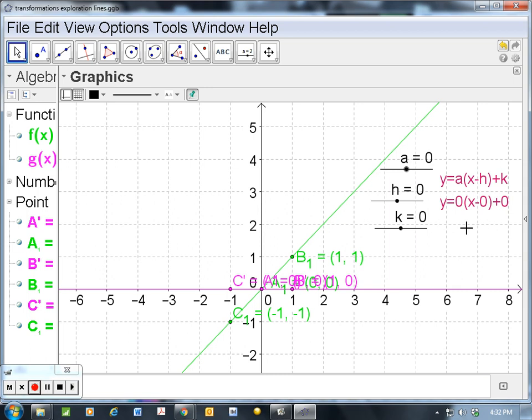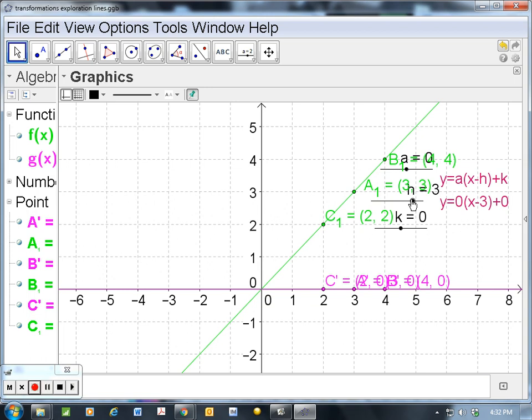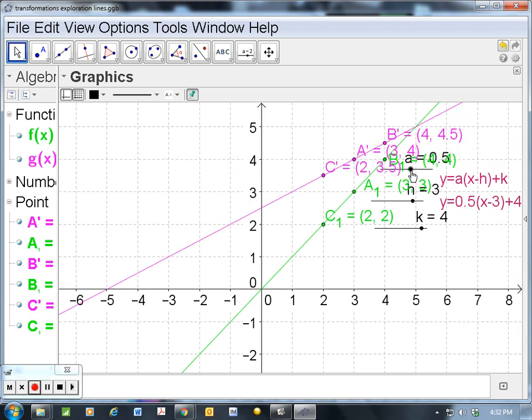And so I can even move some stuff around here. So let's say my h is 3, my k is 4, and I'm going to have a slope of 1/2. So we can start seeing that change and how that occurs.